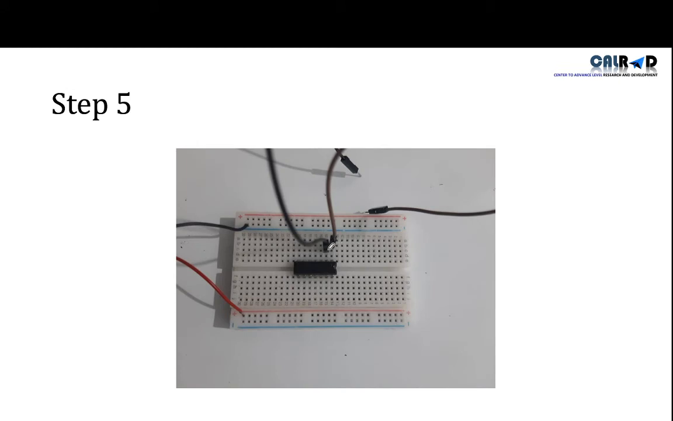Step 5 is connect the output, because the output for this IC is pin 1 and pin 2. So this is pin 1 output, and this is pin 2 output. So 1 and 2 outputs are there. From these two jumper wires we will give inputs.